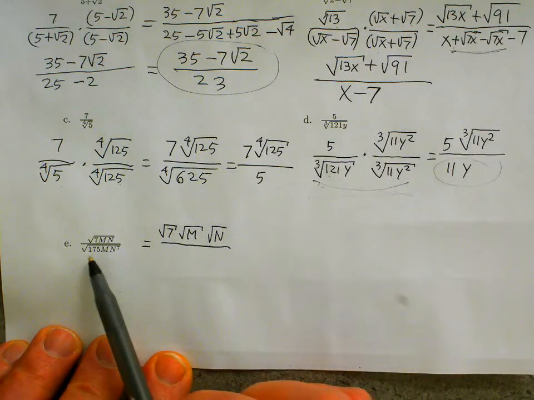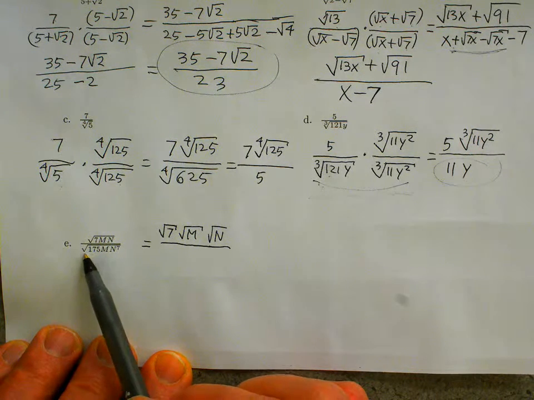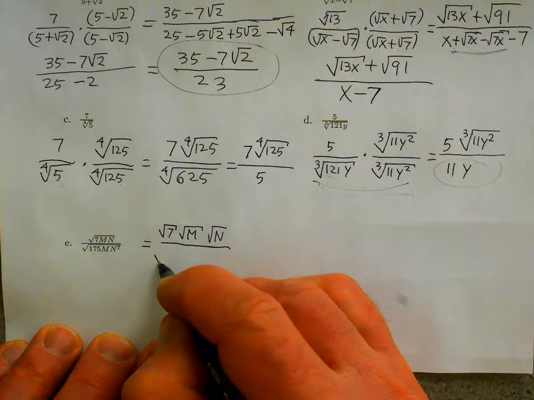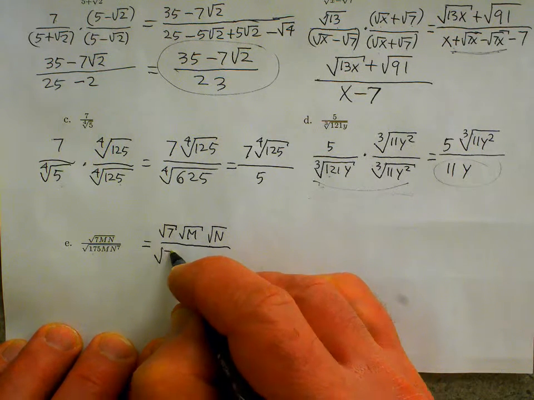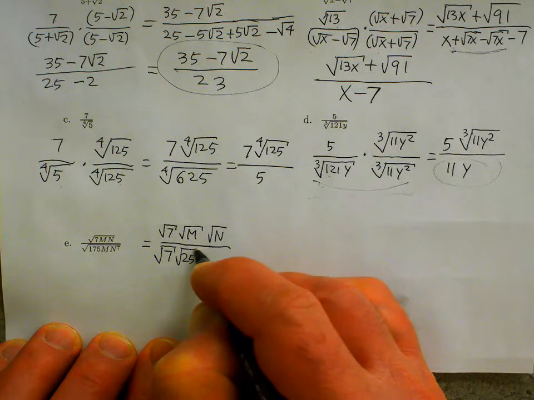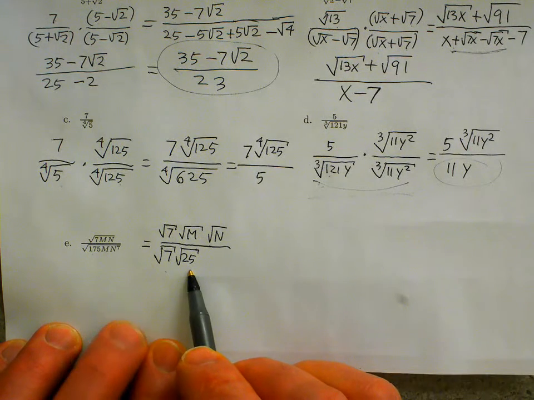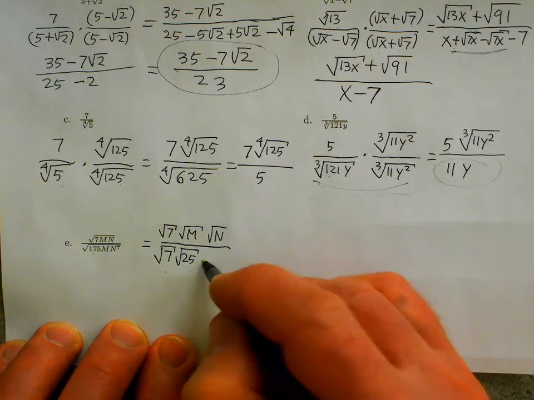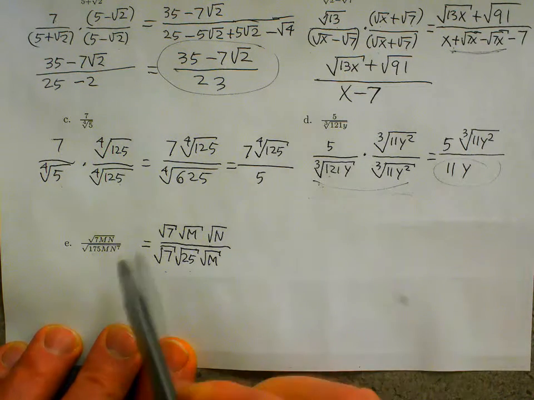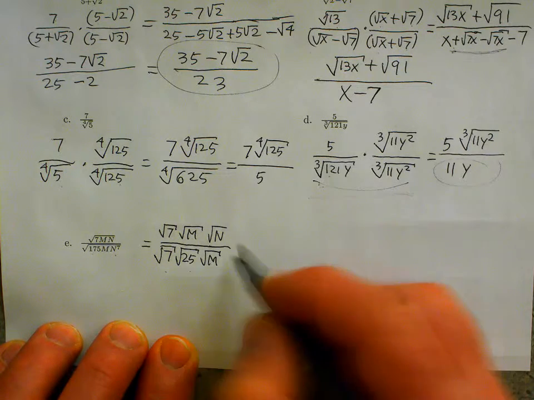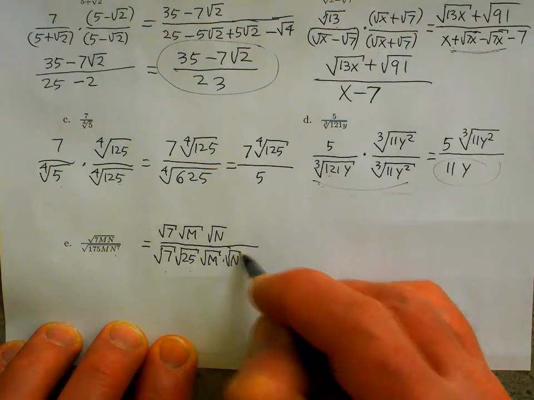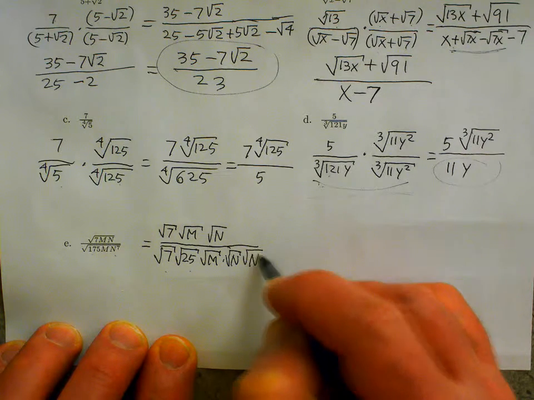And in the denominator, the square root of 175, think of that as the square root of 7 times the square root of 25, because 7 times 25 is 175. And then we have the square root of m. Think of the square root of n to the 7th as the square root of n times the square root of n to the 6th.